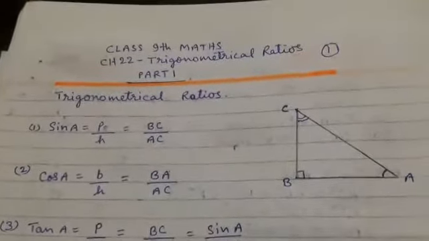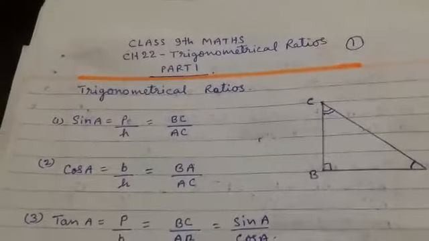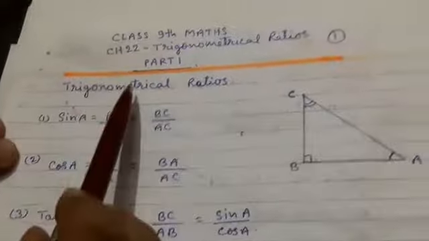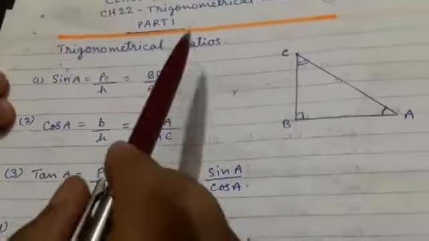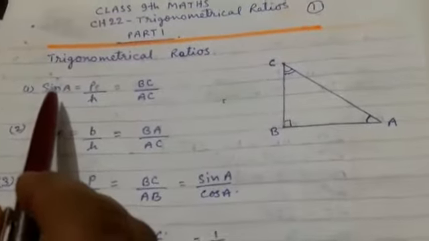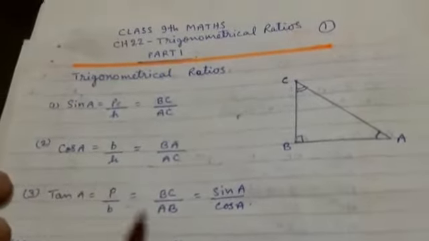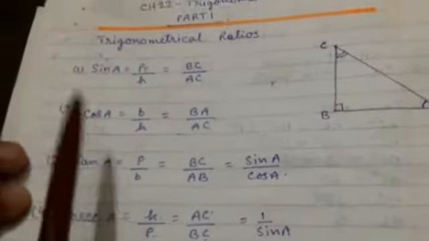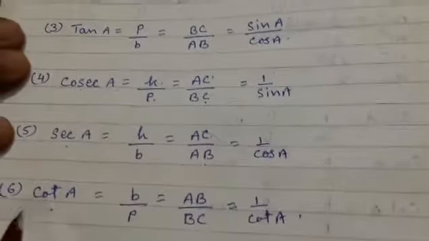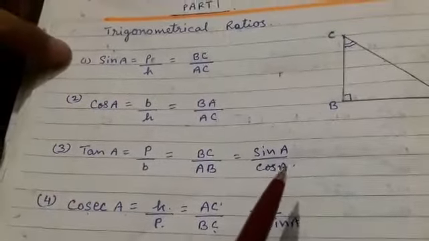Dear students, today we will start chapter 22, trigonometrical ratios. Let us see. Trigonometrical ratios tell us about a right angle triangle, and here are some terms related to trigonometrical ratios. We will learn here sine, cos, tan, cosec, sec, cot. These are the trigonometrical ratios. I will tell you the formula for this.